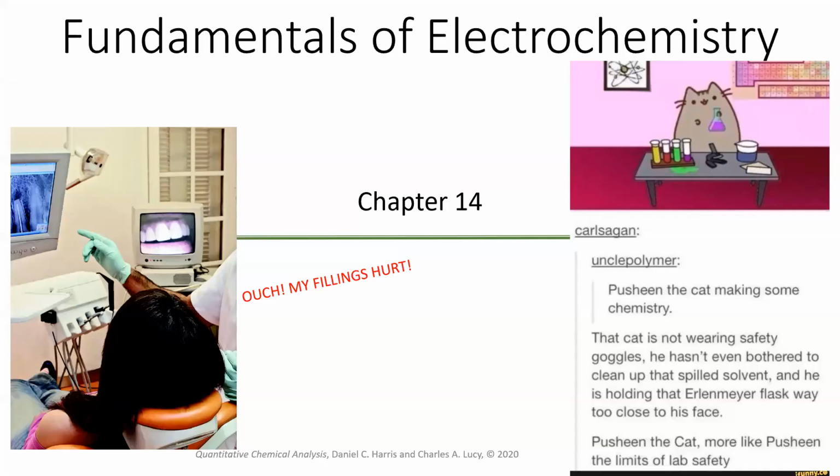Calibration, acid-base titrations. All right, electrochem. Now we're getting into newer stuff that you may not have had as much exposure to. Okay. Pushing cat. He's so quiet.